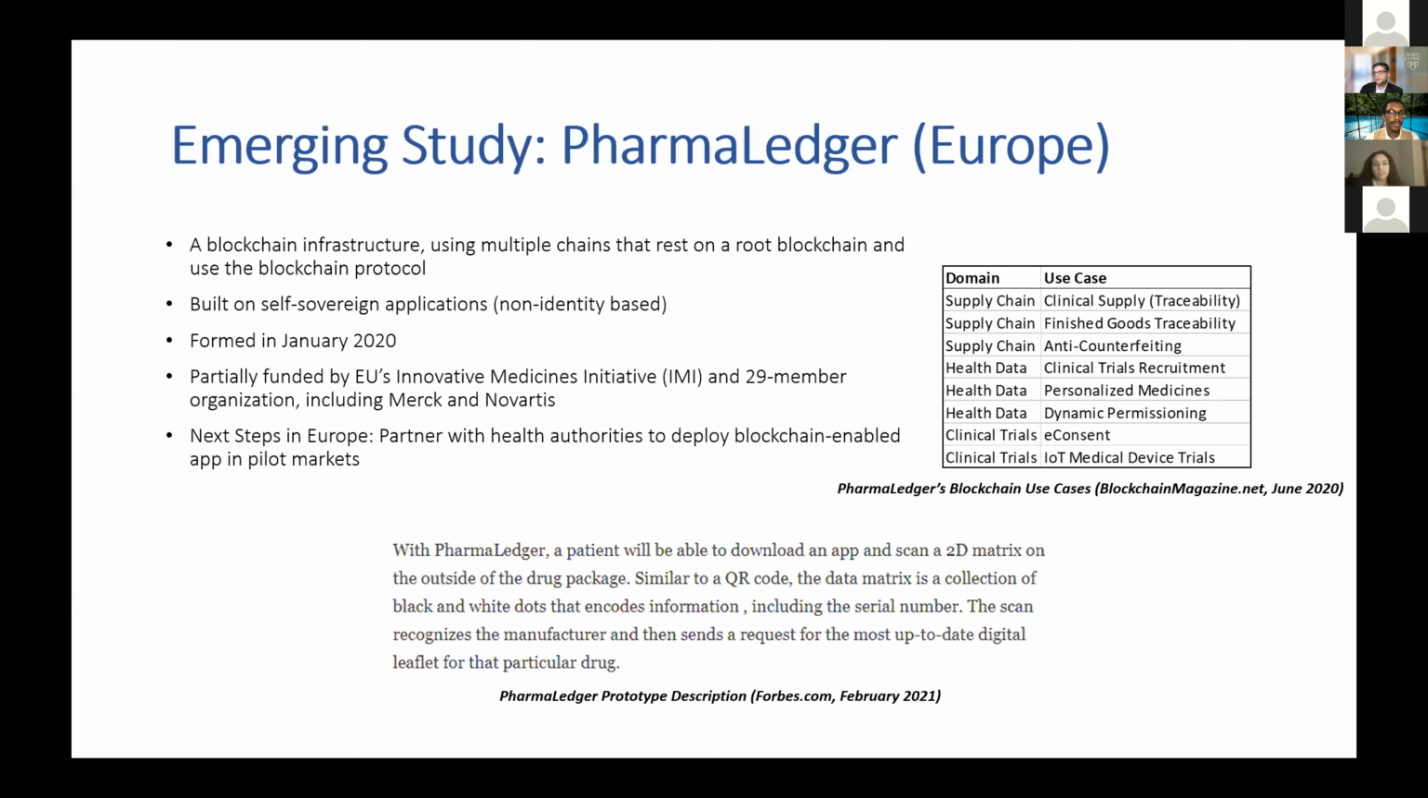So here's an emerging study, PharmaLedger. The EU is actually ahead of the United States on this issue, but they also engage in trans-border drug exchanges more frequently than we do here in the United States. They implemented a blockchain infrastructure that used multiple chains, like multiple ledgers, that rested on one overall interoperable blockchain using the standard blockchain protocol.